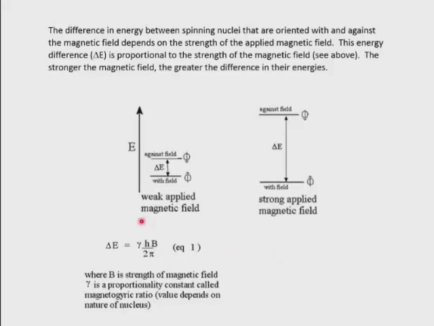This equation expresses the idea that the difference in the energy between our with and against field spinning nuclei, the delta E, is directly proportional to the strength of the applied field, given by the symbol B. If we raise B, we raise delta E. If we double B, we'll double the energy difference delta E.